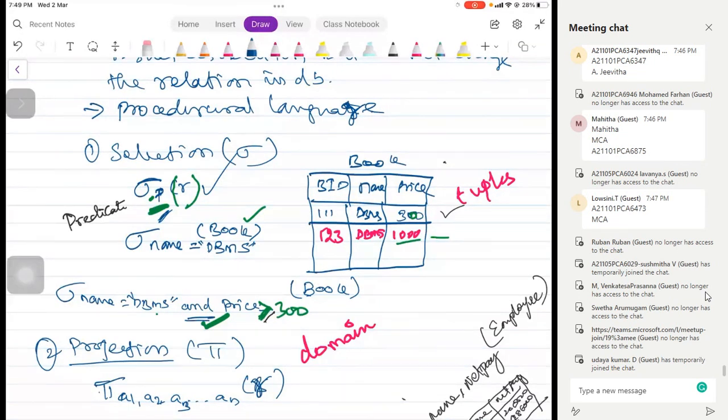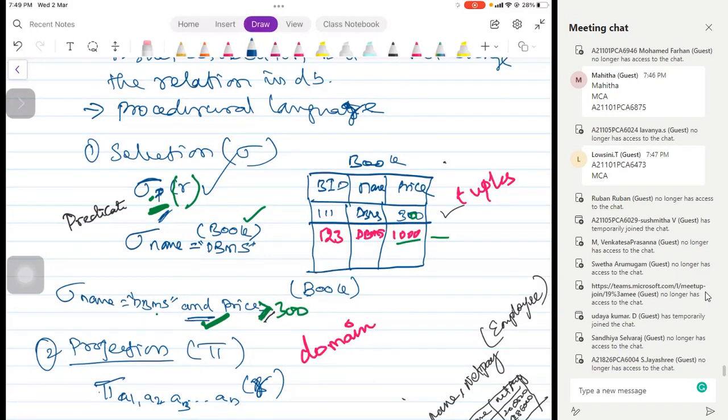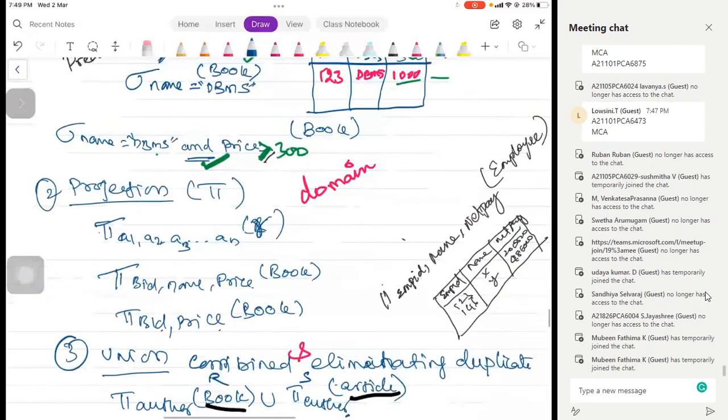இது மட்டும் இல்லாம எனக்கு பிரைஸ் கிரேட்டர் தேன் 300 இருந்தா மட்டும் வேணும் அப்படின்னு சொன்னாலும் யூ கேன் கிவ் கண்டிஷன் இன் ப்ரெடிகேட்ஸ். நேம் ஈக்குவல் டு டிபிஎம்எஸ் அண்ட் பிரைஸ் இஸ் கிரேட்டர் தேன் ஈக்குவல் டு 300 in the relation, that alone will the first tuple மட்டும் வரும். சாரி, ஃபர்ஸ்ட் 2 tuples வரும். கிரேட்டர் தானா இருக்கிற 300 ரூபாய்க்கு மேல இருக்கிறதெல்லாம் கொடுங்க.